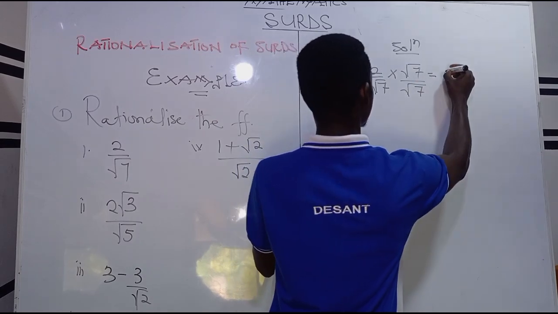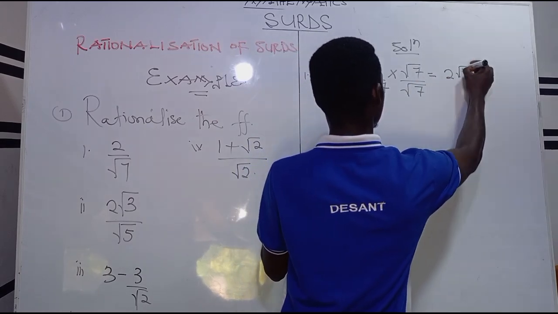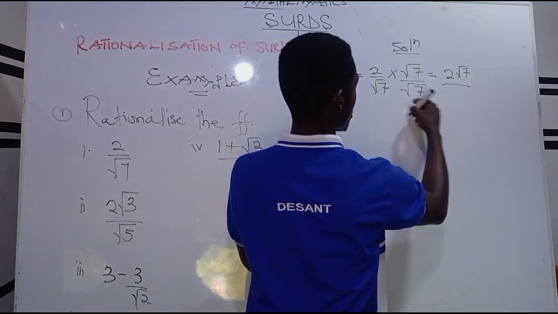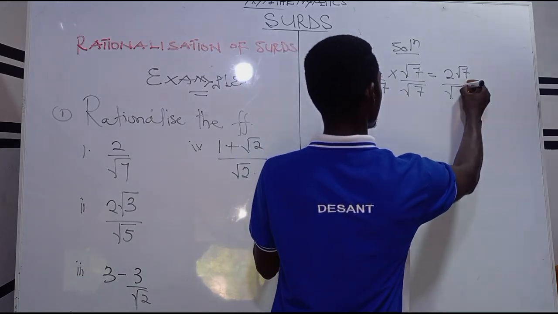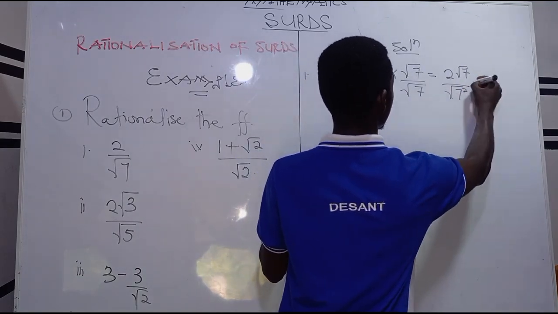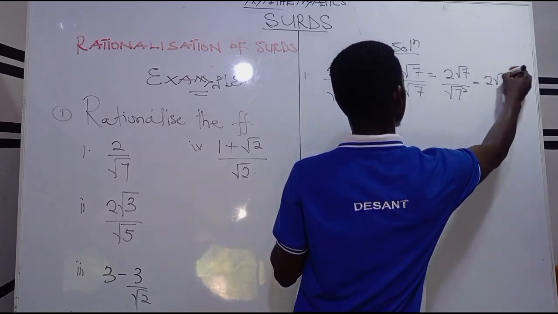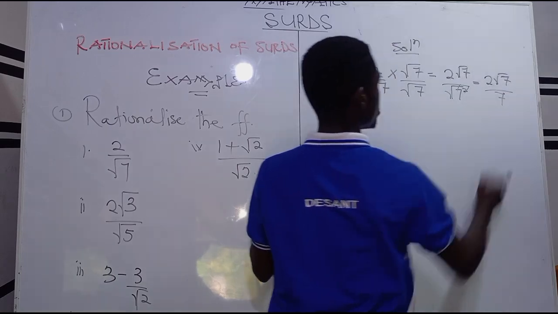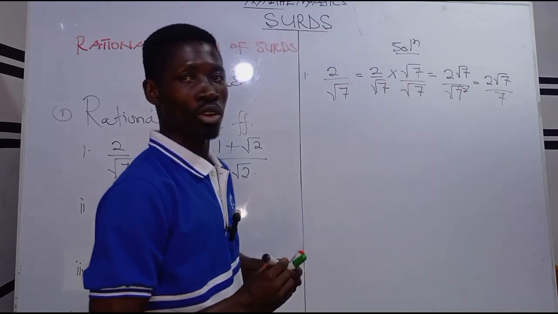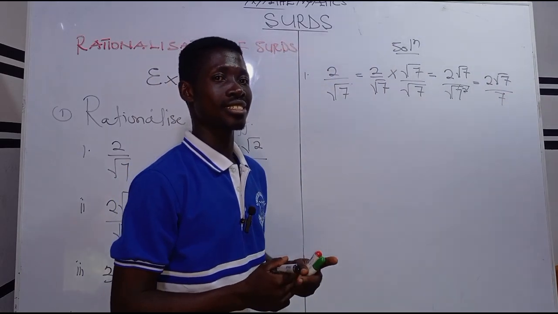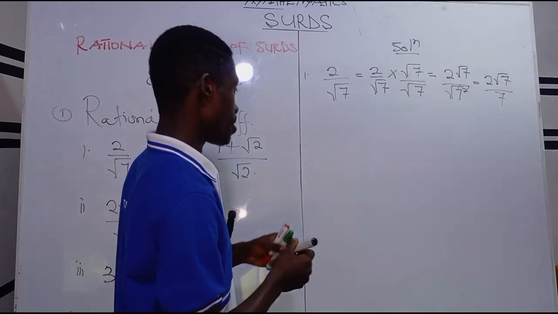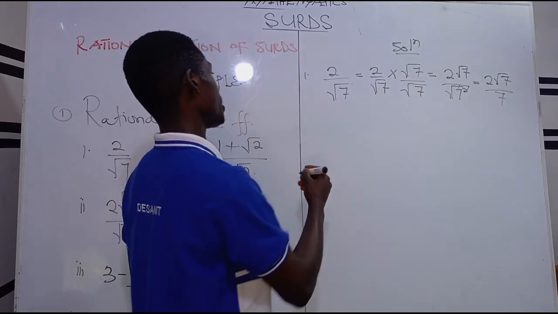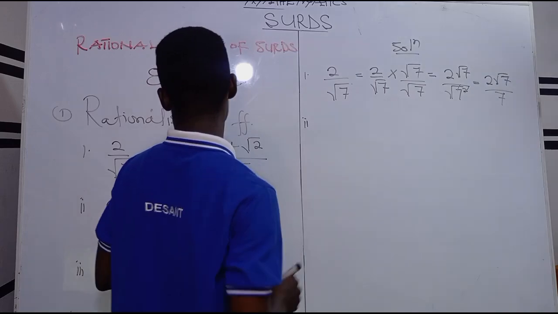So 2 times root of 7 will give us 2 root of 7. Root of 7 times root of 7 will give us root of 7 all squared. And this is going to give us, this will cancel, then we have 2 root of 7 all over 7. Very, very easy. Rationalization of set is very, very simple and easy. Let's try the next example.